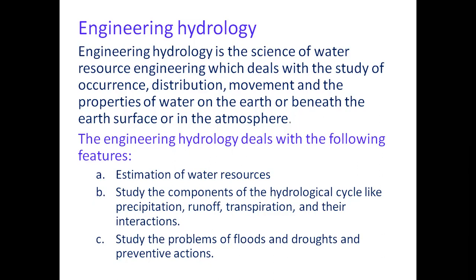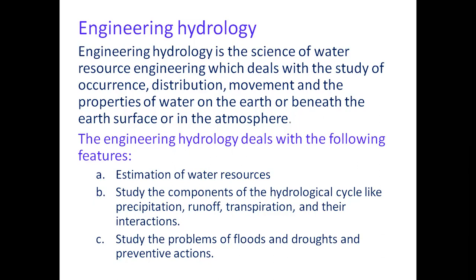Now, engineering hydrology deals with the following features. There are three categories. The first one is estimation of water resources. The second one is to study the components of the hydrological cycle, like precipitation, runoff, transpiration, and their interactions. The third one is to study the problems of floods and droughts and preventive actions.